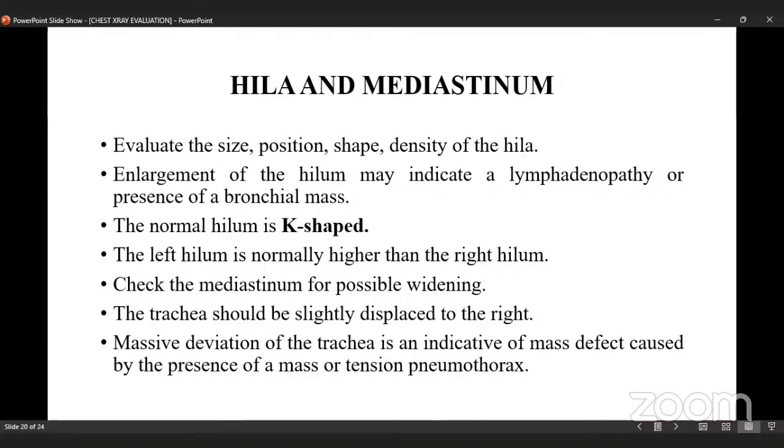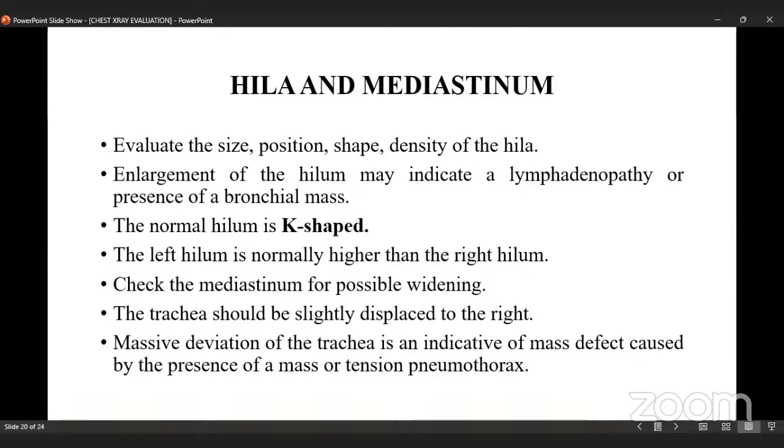Also, when we see a massive deviation of the trachea, it can be as a result of poor positioning, or a mass, or there is a lung collapse that's causing a pull of the trachea towards itself.